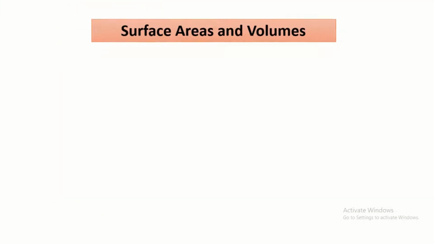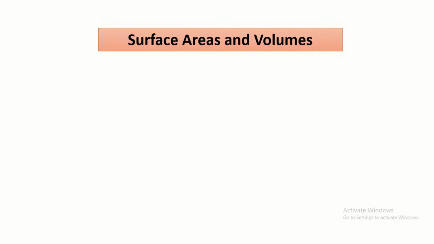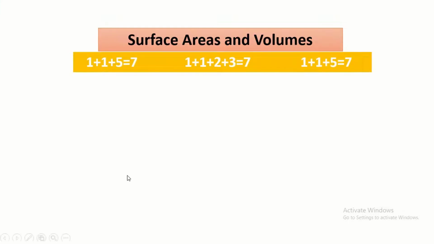And then we move on to surface areas and volumes. In surface areas and volumes, these types of questions may appear: 1 mark 2 questions and 5 marks 1 question. Here you observe the 5 marks question is from triangles or from surface areas and volumes. There is a possibility of a 5 marks question from only 2 units. So we expect that the 5 marks question may be from these 2 units.